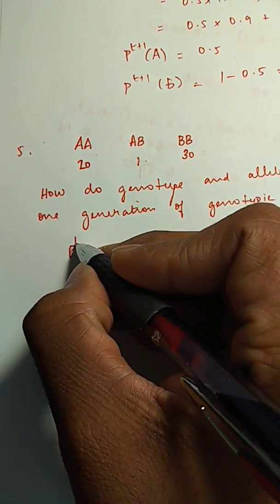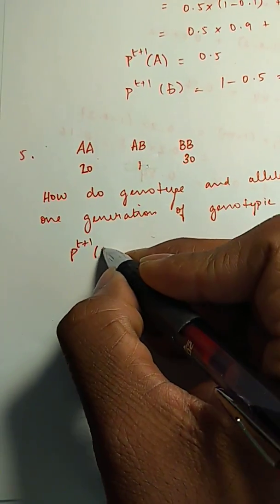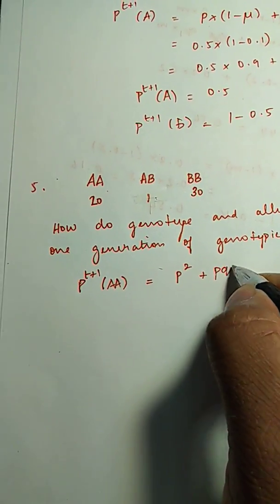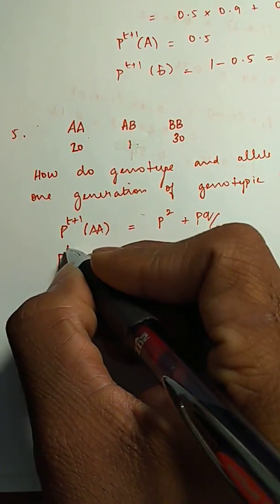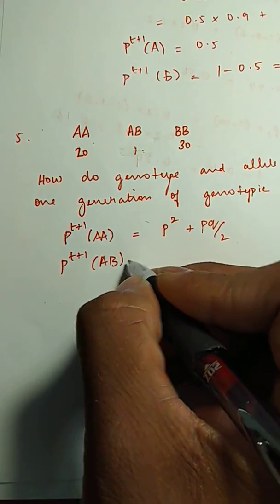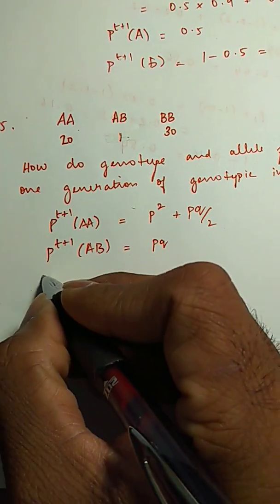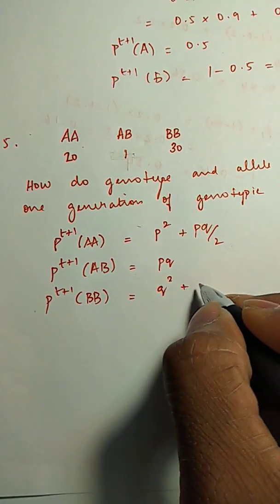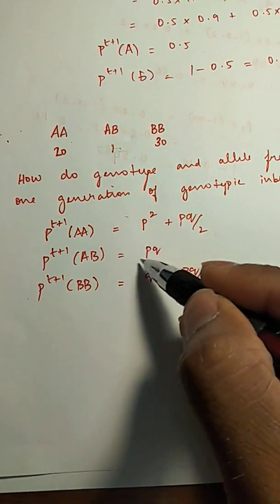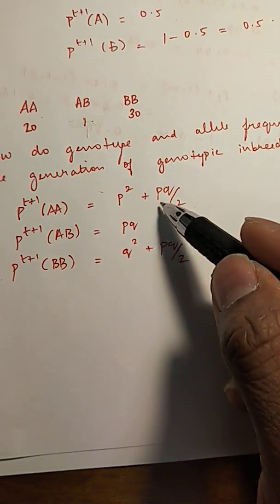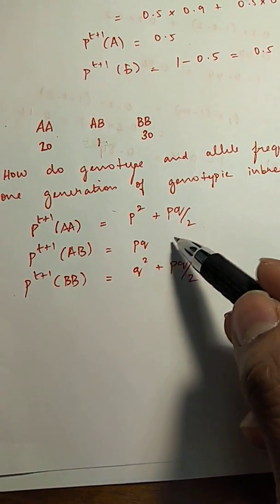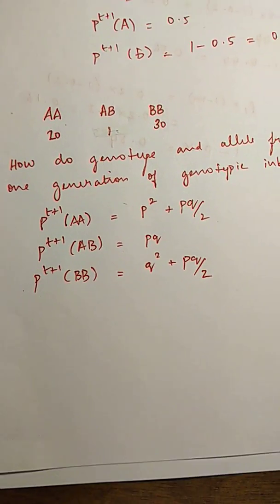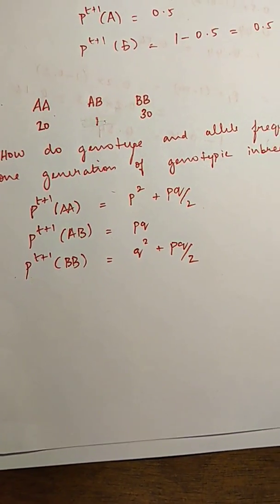After one generation of genotypic inbreeding, the AA genotypes would be present at frequency p squared plus pq over 2. The AB heterozygotes would be present at frequency pq. The BB homozygote would be present at frequency q squared plus pq over 2, right? So in other words, the heterozygosity is halved, and that remainder goes to both the homozygotes. So heterozygosity goes down, homozygosity increases after every generation of inbreeding.